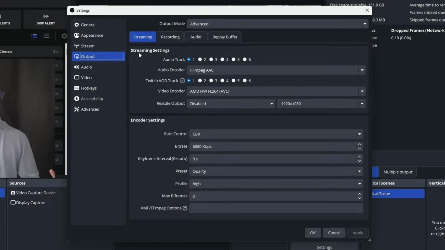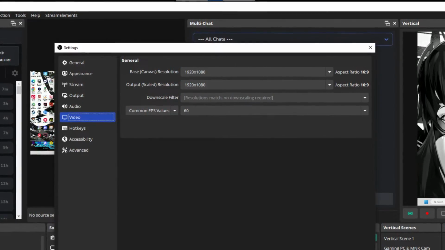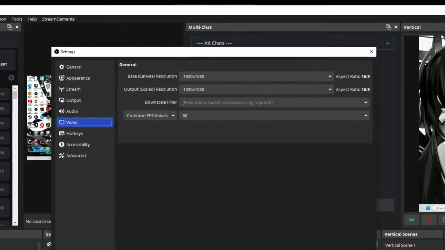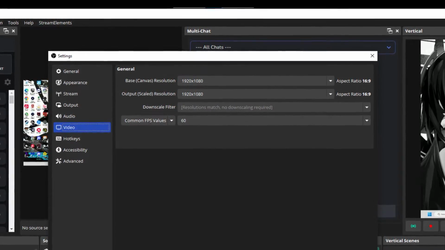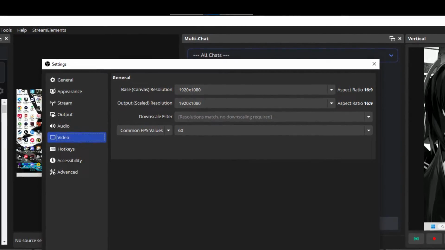Now, before we get into our testing, I want to go over the settings we're using for OBS. So first of all, for AMD, we are going to be using the AMD hardware encoder, H.264, with a bitrate of 6000 streaming to Twitch with quality settings, profile set to high. Now for our video settings, we will be using 1080p for the output canvas and also for the base canvas for the monitor. And then there will be no downscale filtering at all. The only thing we will have is of course 60 FPS, and that's it.